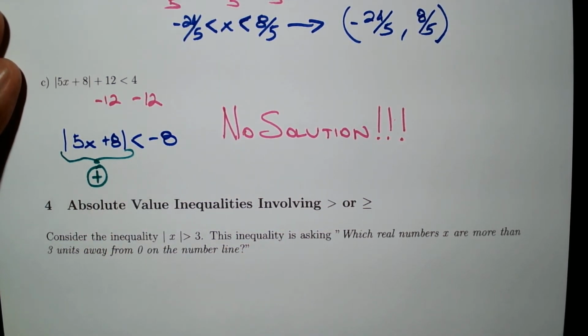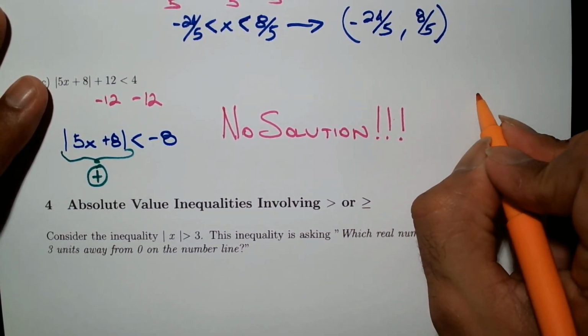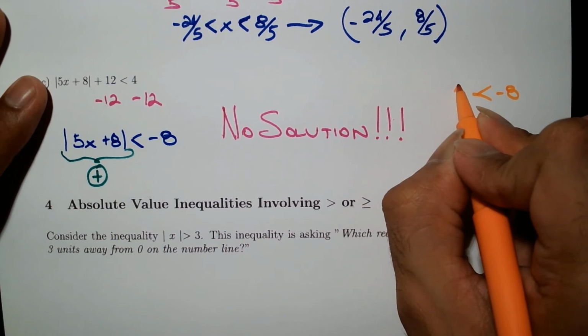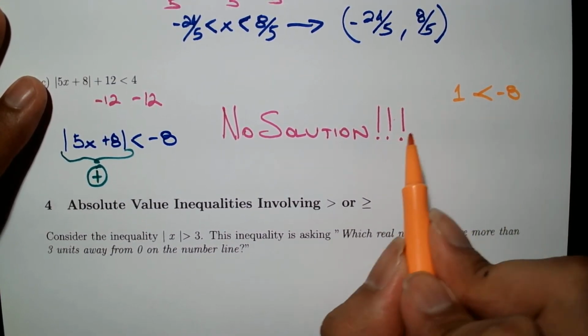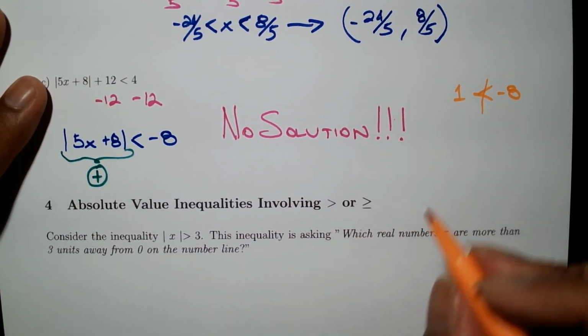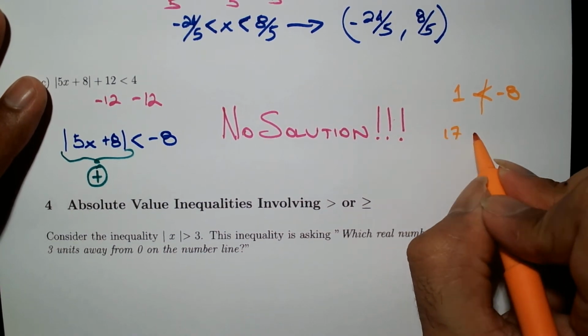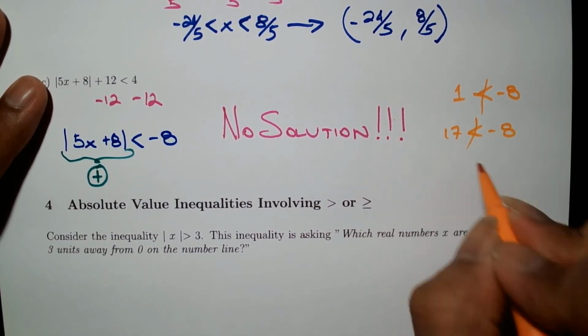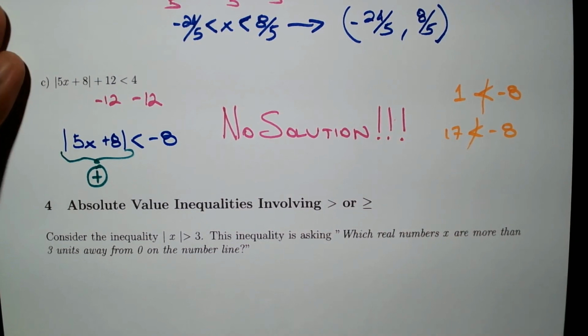For example, let me do some examples. Less than negative 8. The number positive 1. Is the number positive 1 less than negative 8? That's false. Is the number 17 less than negative 8? That's also false, right? It's not possible.